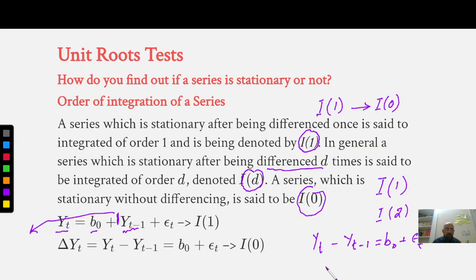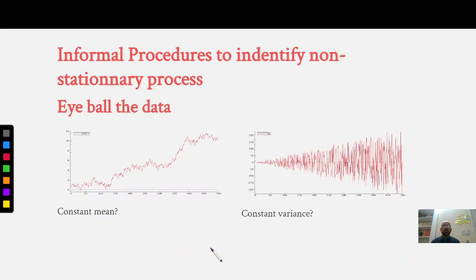What does this mean? I can write it as (1 minus L) times Y equals B0 plus epsilon t, where L is the lag operator. So 1 minus L equals 0 gives L equal to 1. It means the series has a unit root, its root is 1. If I take its difference, it's basically drift plus a random component, I(0).